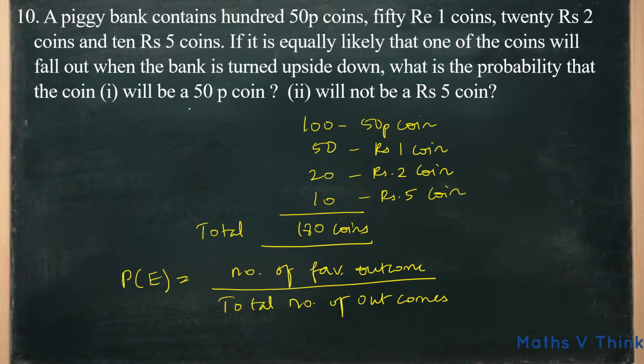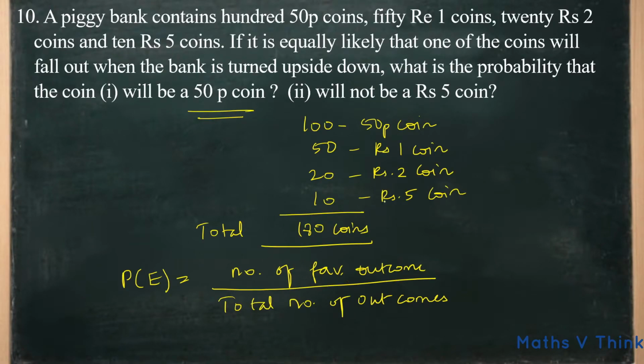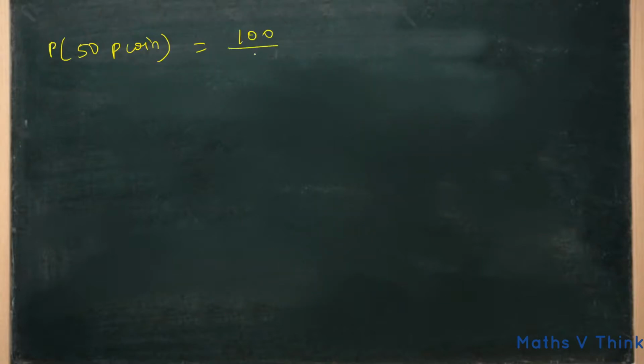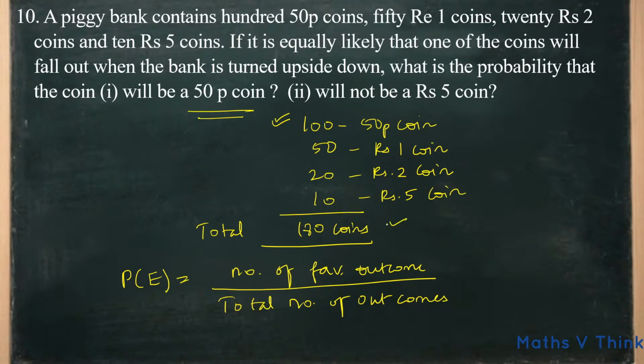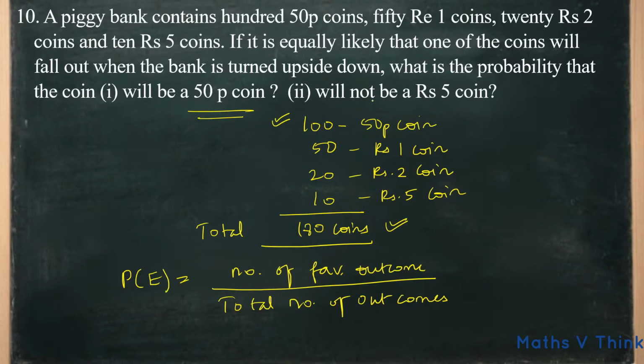So the first question is, what is the probability of a 50 paise coin? Probability of a 50 paise coin is equal to the number of favorable outcomes. For 50 paise coins, there are 100 coins. So favorable outcomes is 100, divided by total number of outcomes, 180. So 100 divided by 180, the zeros get cancelled, 2 5s are 10, 2 9s are 18, which is equal to 5 by 9.